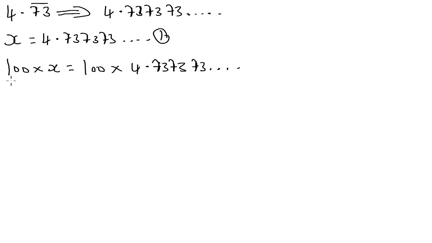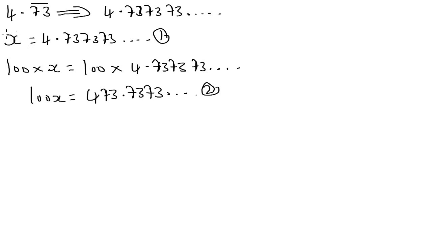Excellent. Now, if we simplify this, 100 times x is simply 100x, and that will be equal to 100 multiplied by 4.7373 repeating. We shift the decimal point 2 times, and thus we will now have 473.7373 repeating. We can denote that as our equation 2.